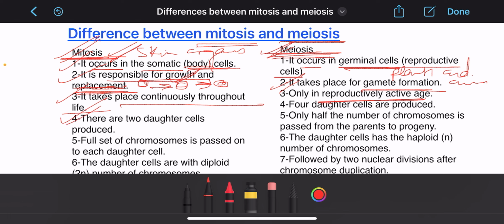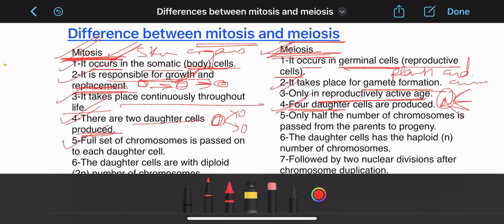The fourth difference is that two daughter cells are produced in the case of mitosis. That means if one cell is going to divide, it will produce two daughter cells. Here, in meiosis, if one cell is going to divide, it is going to produce four daughter cells. How many? Four daughter cells are going to be produced in the case of meiosis.